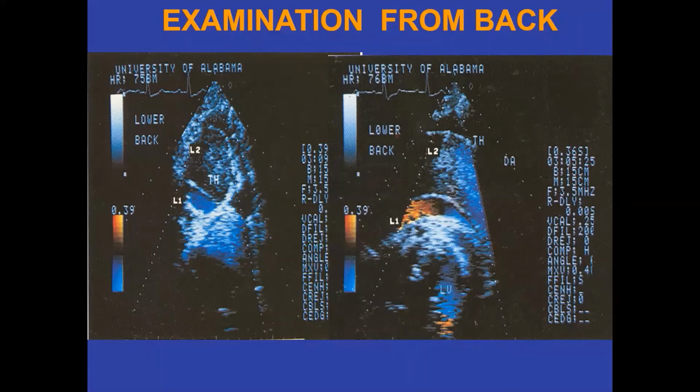Okay, so the next question is from Sonia. She's asking, can you please explain how to angulate the probe to obtain the biventricular view from the apical four-chamber view?